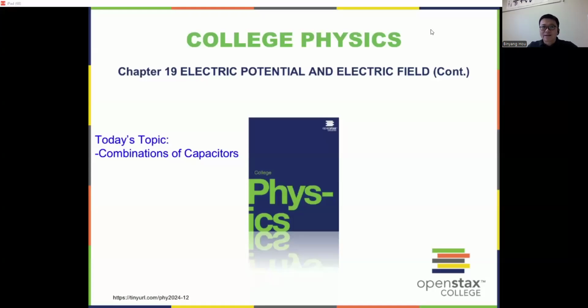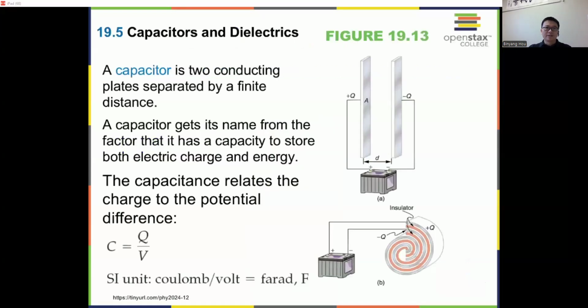All right, welcome back. So today we'll be talking about combinations of capacitors. Quickly, last time we talked about capacitors. Basically, you have two plates next to each other. Then you have a capacitor. You can store both charge and energy.